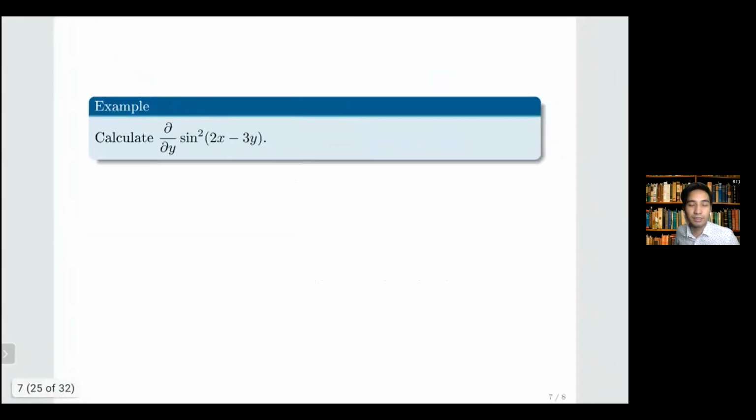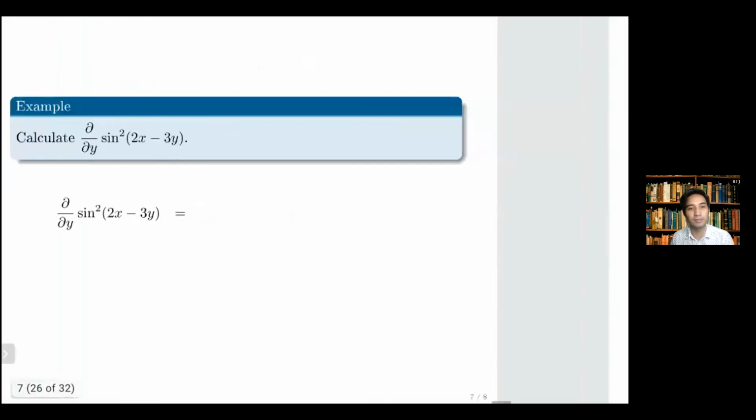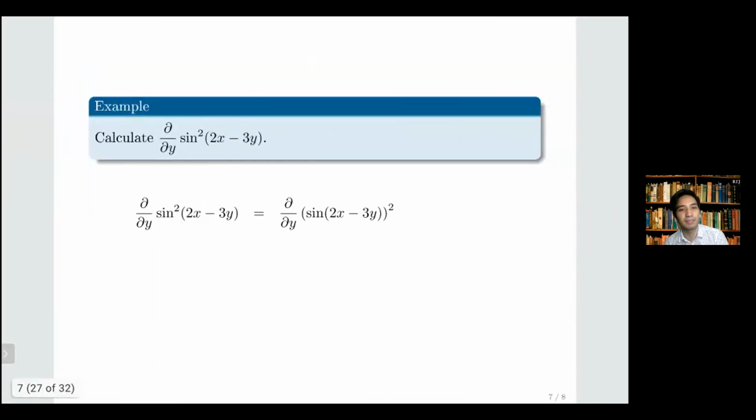Okay? So here's another example. Let's try to calculate the partial derivative of this function, sine squared of 2x minus 3y, with respect to y. So with respect to y, it means our x here is just a constant. You should just think of your x as a constant. So what sine squared means, remember, is you're squaring the whole quantity, the whole sine of 2x minus 3y. We square that. So you have to use your chain rule because you're differentiating something squared. The derivative of something squared is 2 times something, whatever is inside, times the derivative of the inside function.